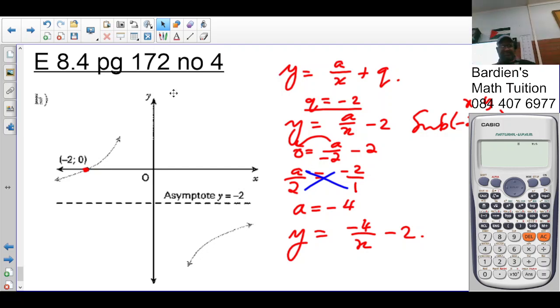Alright. So that basically brings us to the end of that exercise, 8.4. We've done most of the sums in this exercise. We spent a lot of time on it, so please get it right. So your next heading is interpretation of sketch graphs.